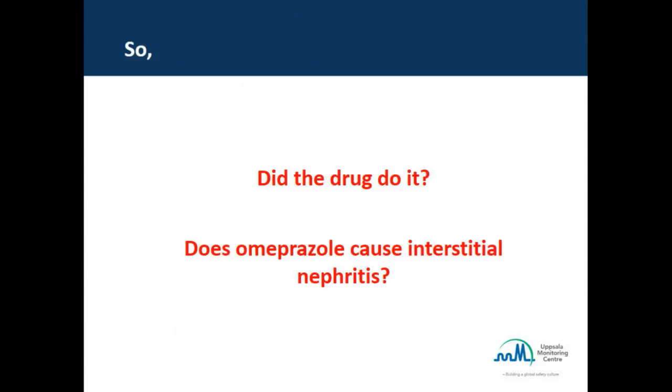So, did the drug do it? Does omeprazole cause interstitial nephritis?